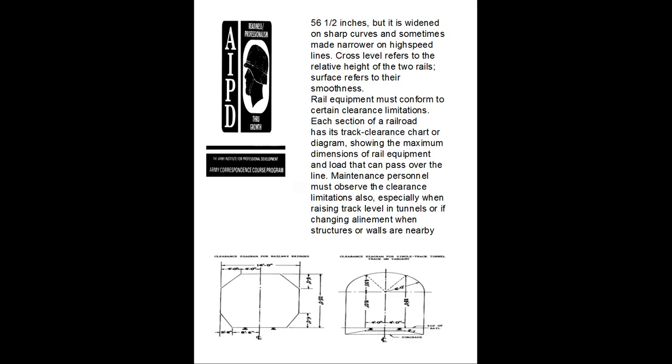Gauge is 56.5 inches, wider in sharp curves, sometimes but narrow. Higher speed cross level refers to the relative height of the two rails. Surface refers to the smoothness of the track. Railway equipment must conform to certain clearance limitations.